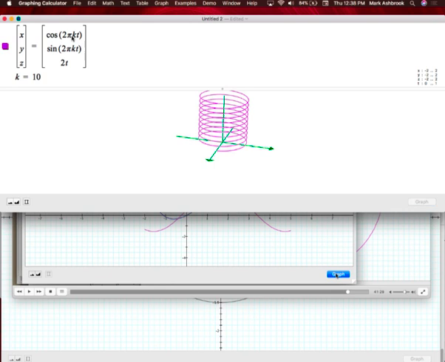Okay, what about the next part? Was that the cone? All right, so what does that have to do with it? We need the circle, as z increases, we need the circle to grow linearly. That makes a conical shape. So how are we going to do that?